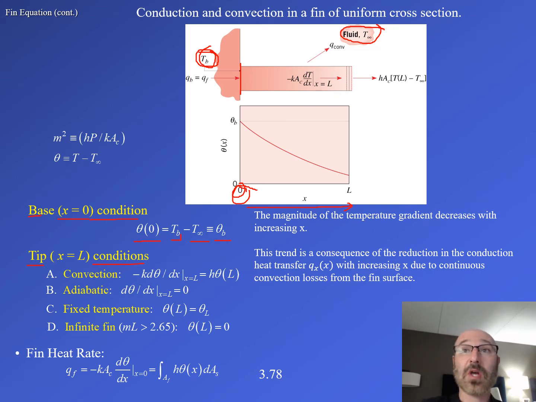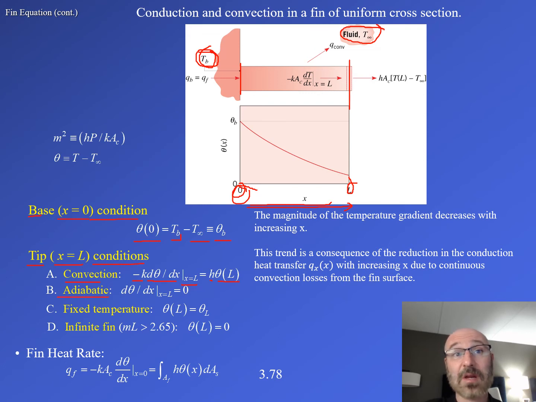Now we want to take a look at the other end, when x is equal to L. So if we move along x, we get over to L. We're at the tip of our fin now. For convection, when x is equal to L, we have the relationship: negative thermal conductivity times our change in theta with x, d theta dx, when x is equal to L, becomes h theta of L. So that's the relationship for convection.